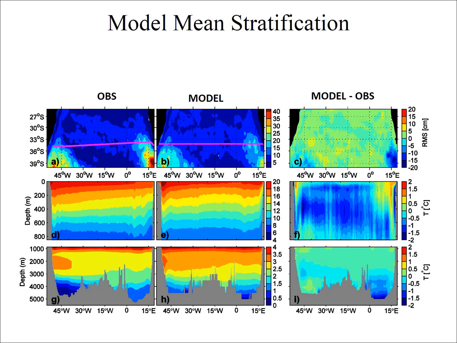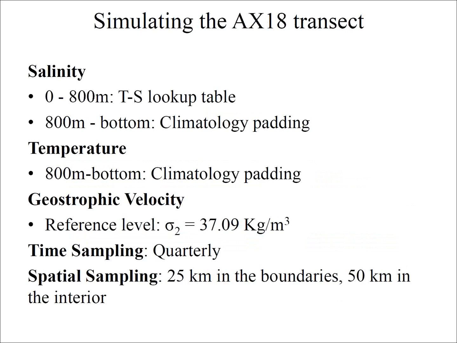And here is the comparison to the XBT data until 800 meters, and below that to the climatology data. You see that generally the model has a higher stratification here, and we have a low temperature bias generally. The observation seems to have a more linear relationship here from west to east, and the model has these different features. So, in general, it agrees with the observation.